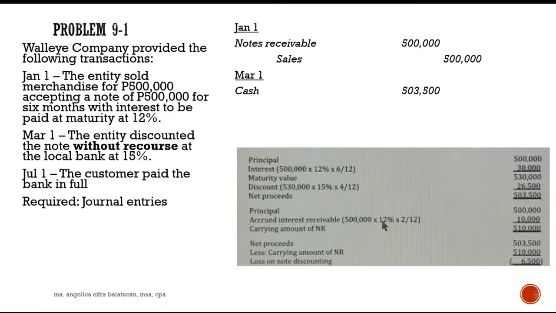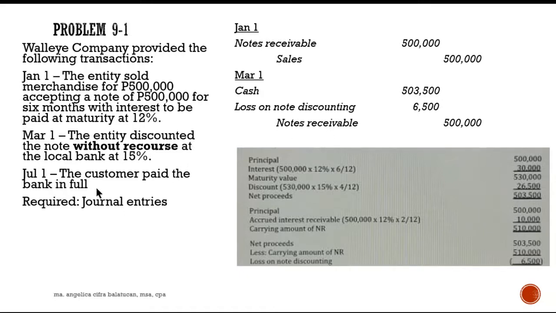Now we need to get the carrying amount as of March 1. So how many months? 2 months. So 500,000 times 12% times 2 over 12. So 500,000 plus 10,000, the carrying amount of the note receivable is 510,000. Then the net proceeds is already solved. So you have 503,500 minus the carrying amount of the note receivable, which is 510,000. So the loss on discounting would be 6,500. So debit loss on note discounting, 6,500, and credit note receivable, 500,000.